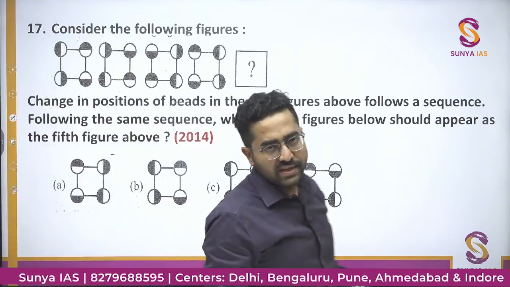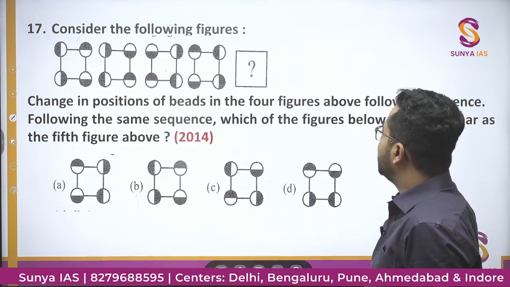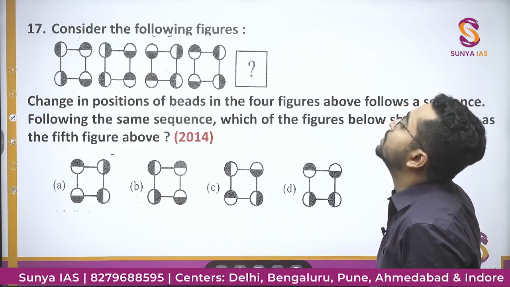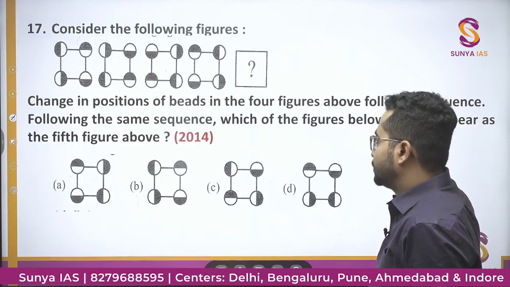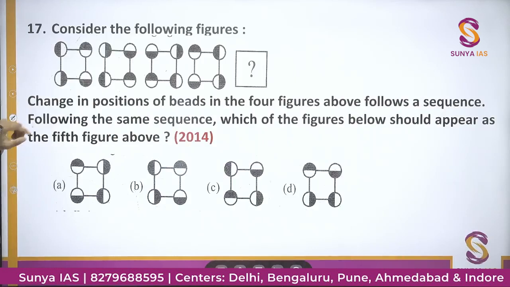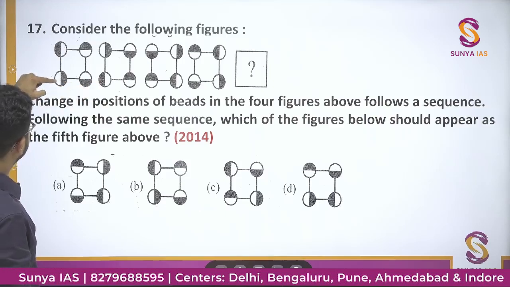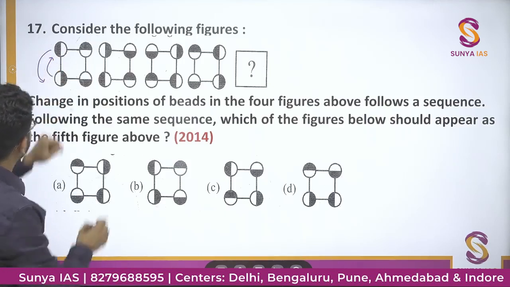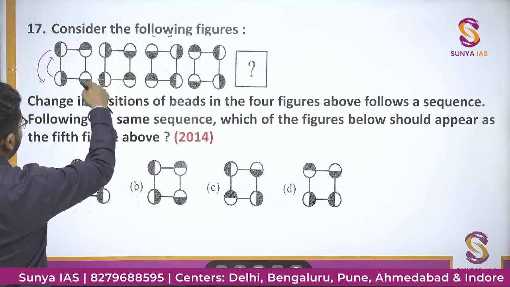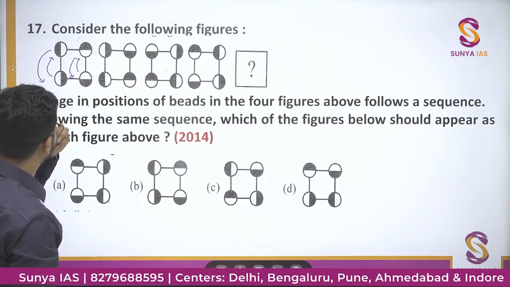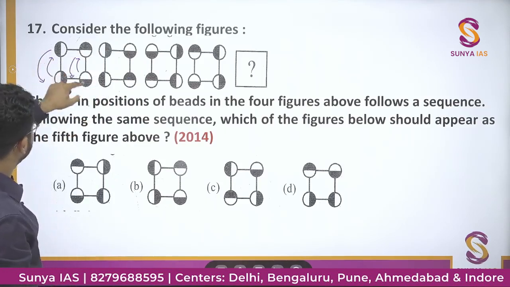This question was again asked in the year 2014. Change in the position of beads in the four figures above follow a sort sequence. Following the same sequence, which of the figures below should appear as the fifth figure above? So now if I see how it is changing, in the first and second figure, this left box is here, then this left box comes here, this box comes here. That means this goes here, this goes here. This upper filled portion is coming at the bottom, this lower filled portion coming at the top. So again, this is getting followed in the first one and two. This went down, this went up, this went down, this went up.